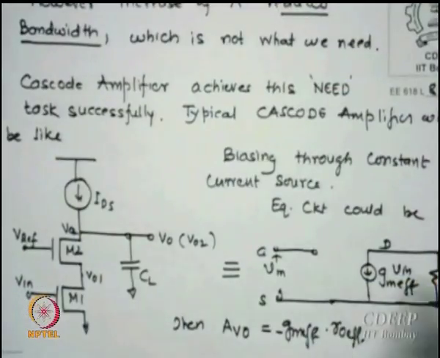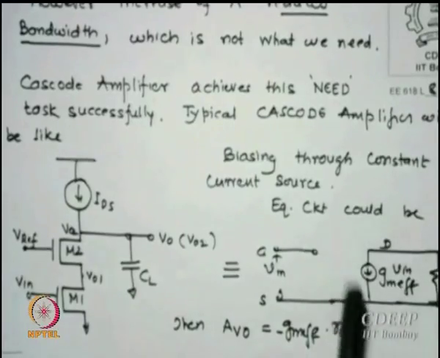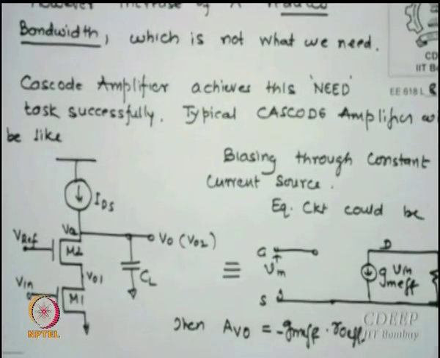If this is your circuit, assuming right now that the internal capacitances are not used, equivalently I want a cascode amplifier which has a current source of GM effective times VIN, shunted by RO effective and of course the load capacitance. This is what I am looking at. So AV0 will be GM effective into RO effective.